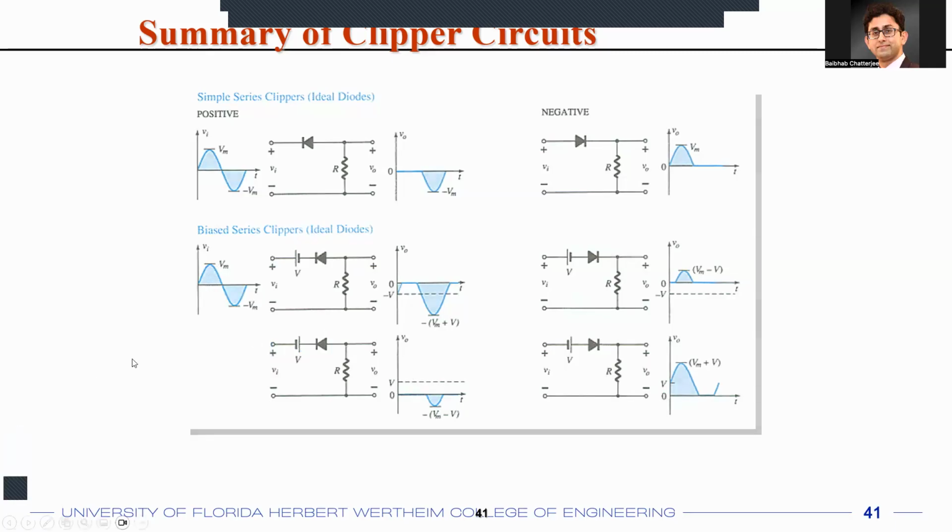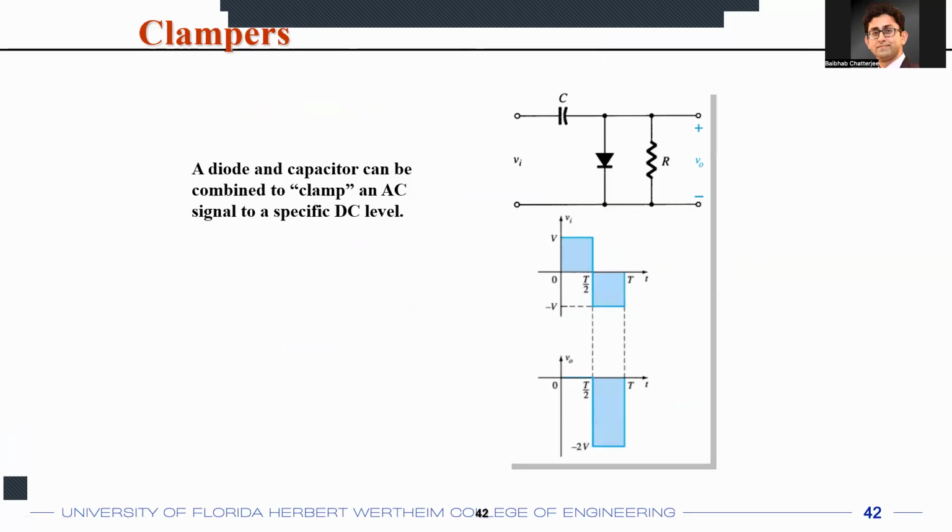Now, we wanted to take a look at clamping circuits as well in today's lecture before we move on to BJTs and MOSFETs. So how clampers work is that you move the entire signal up and down. A clipper was removing part of the signal. But with clampers, you are moving the entire signal up or down, depending on the way the diode has been connected in your circuit.